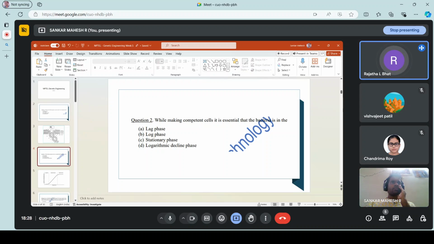Sir, I didn't get the question. Could you repeat it again? Yeah. So Rajendra, do you agree that log phase is the right phase in which competent cells should be made? Yes, sir. Okay, so that means it has something to do with the growth of the cell, right? Yes, sir. So, where do you think this growth part comes in with respect to competency of the cells?